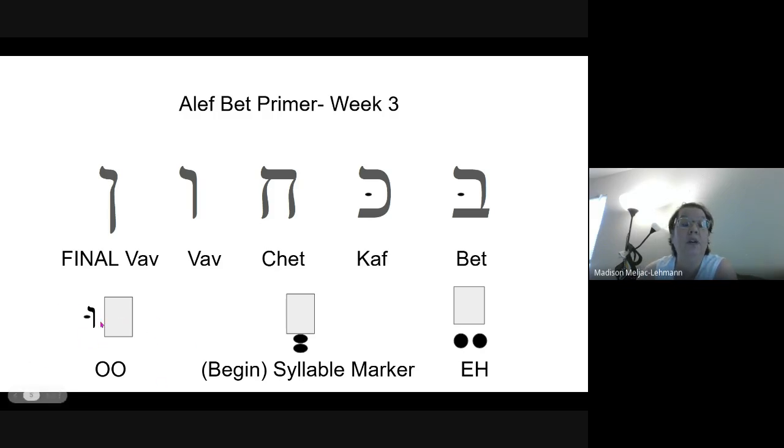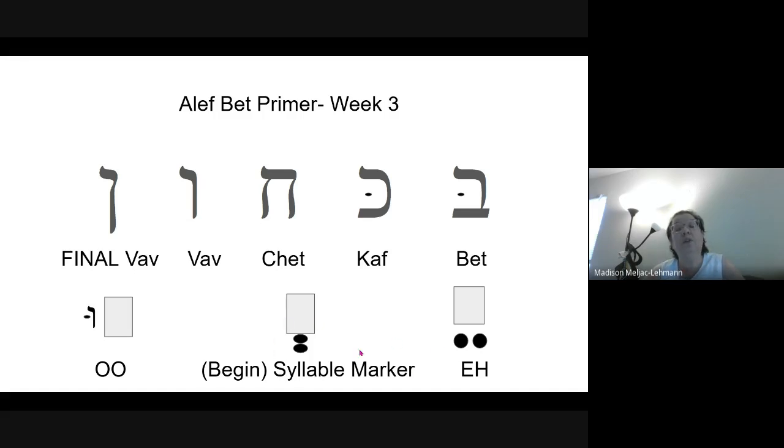And then we had some more vowels. We had our oo. So that was a vav, our vowel holder vav. And it's like a dot in the stomach. And if you think of getting hit in the stomach with a ball, you'd say ooh. Like if a ball hits you, you go ooh.